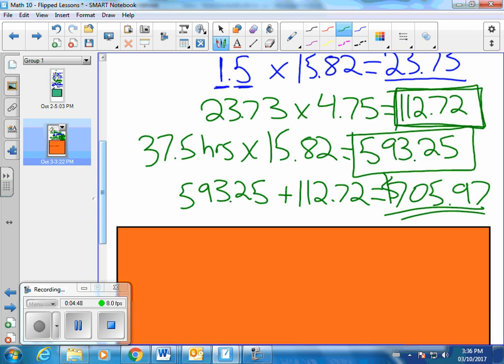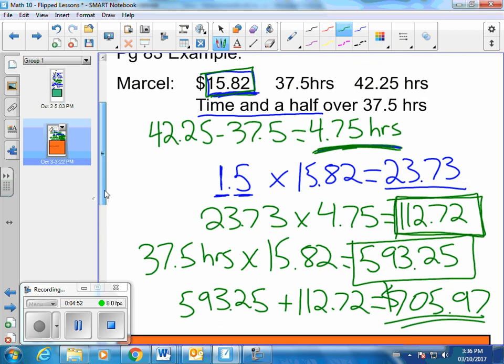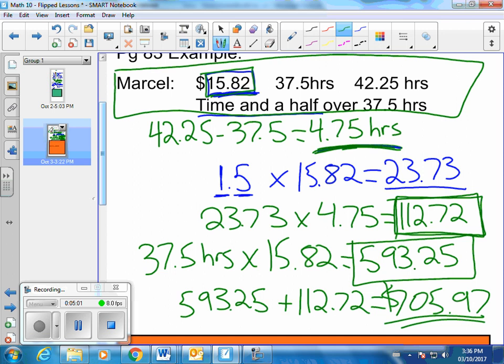Final answer right there. So if we look back at it, we've got a few steps that we want to deal with. The first step is always, whenever we're dealing with word problems, we need to figure out what are the numbers that we are working with. So we start with the numbers. We have 15.82. We know he's working 37.5 hours. Or sorry, everything over 37.5 hours is time and a half, and he's got 42.25 total hours.